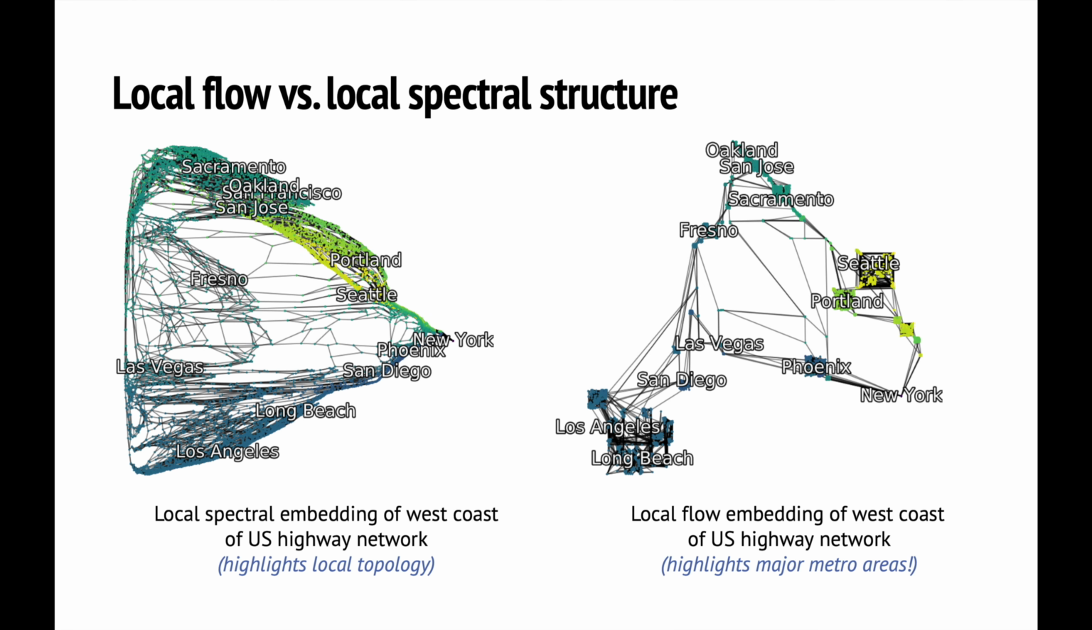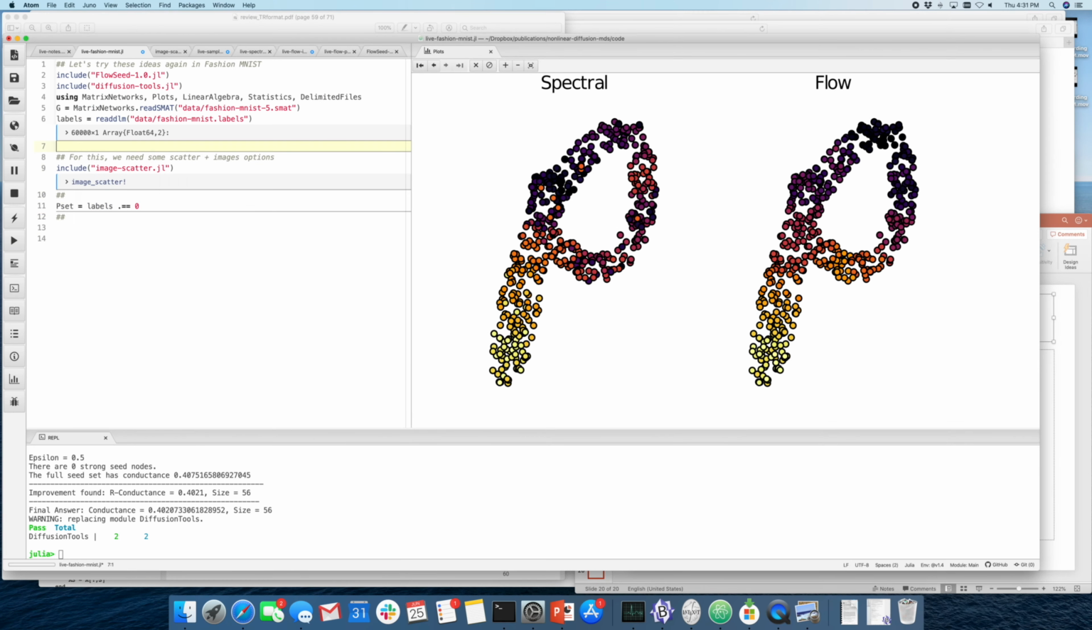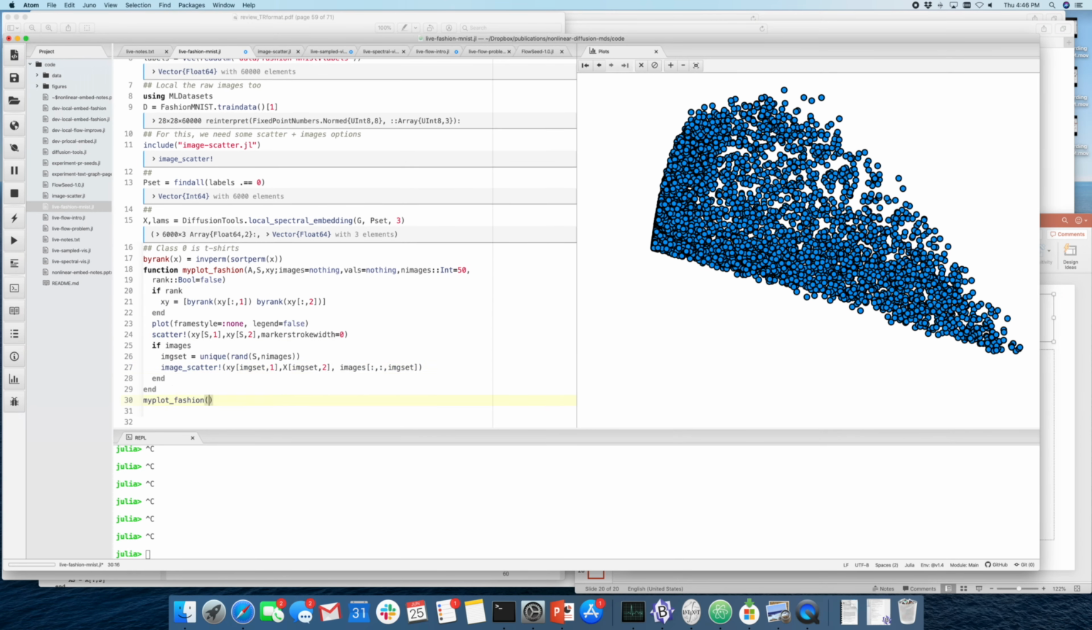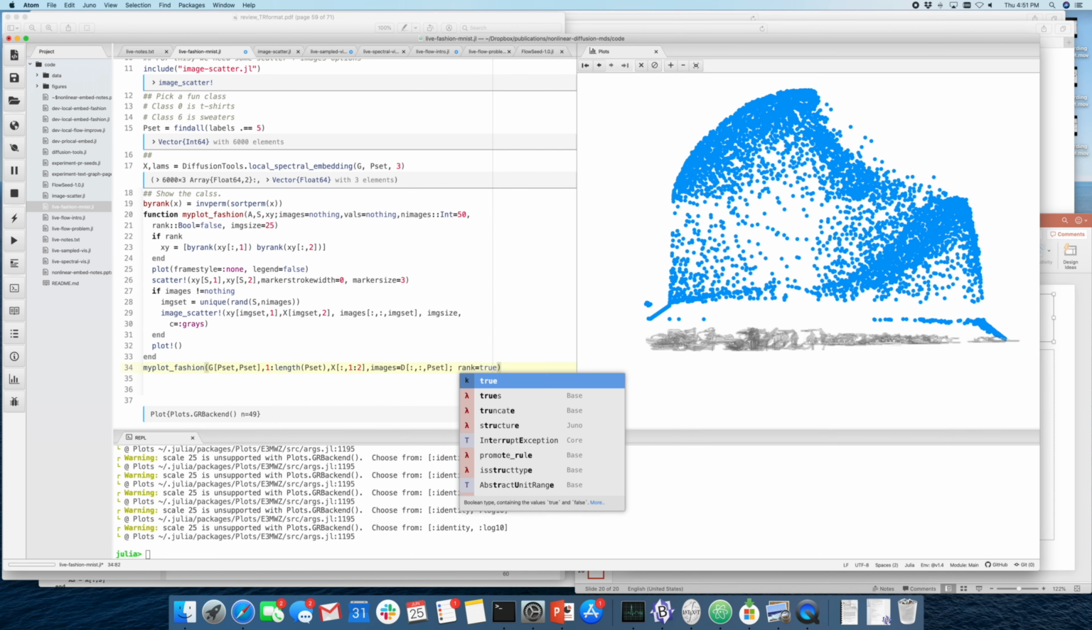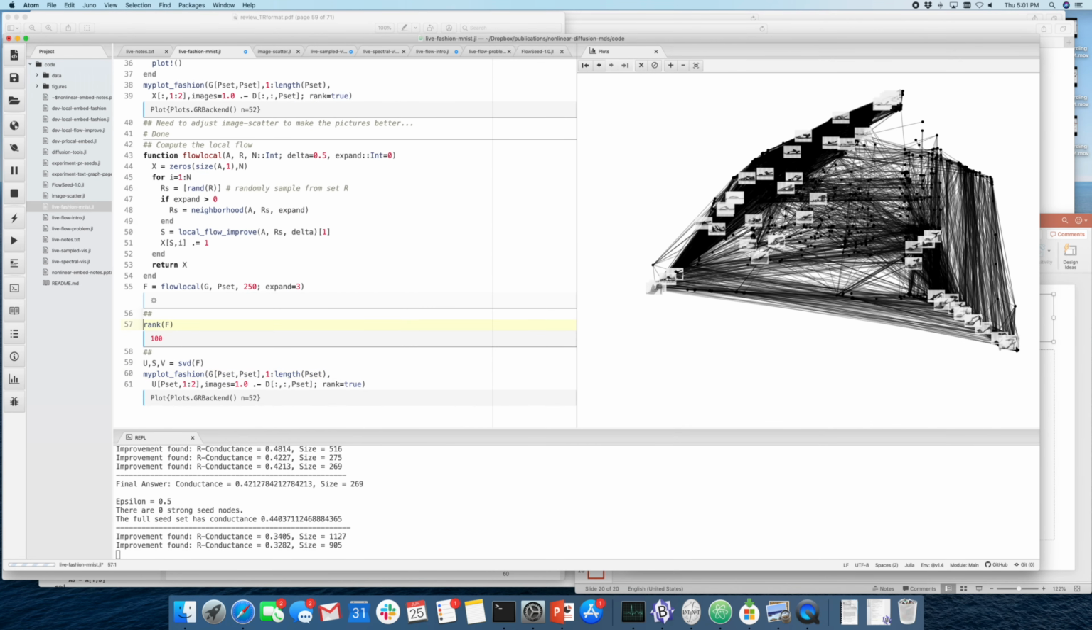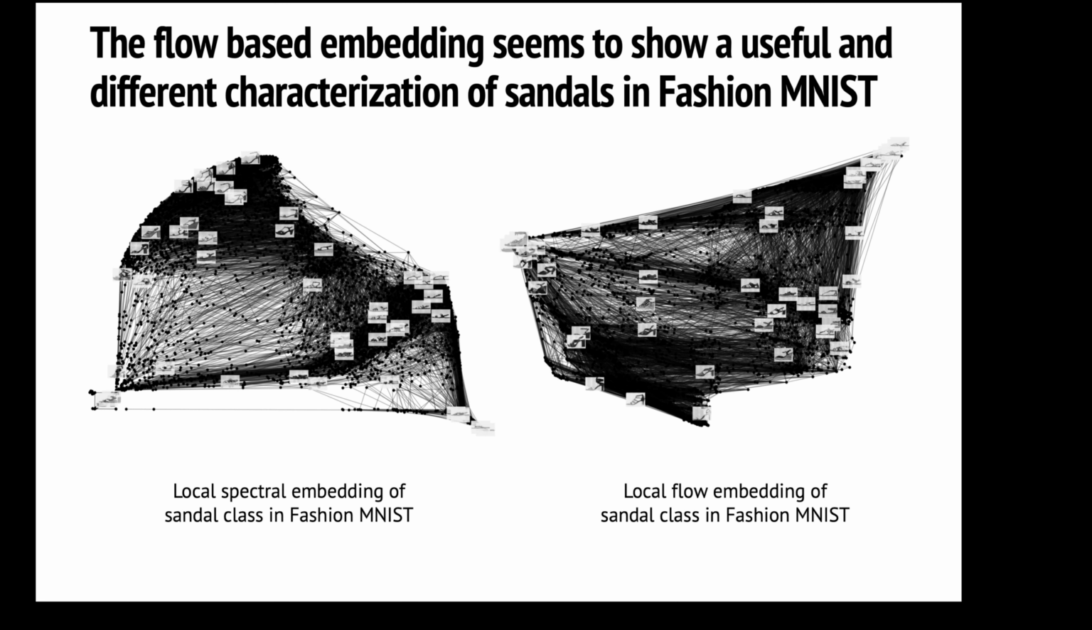We can use the same idea in other places like the US highway network on the West Coast to show on the left manifold structure from spectral methods or cluster structure from flow methods. And we can try this in one more place on the Fashion MNIST dataset. This is a fun dataset with 60,000 pictures. Every picture is in one of 10 classes, and every class is an article of clothing. So this is meant as an analog of the MNIST dataset, where the classes were individual handwritten digits. In this one, they're all clothing. And so here we use this on the class of shoes in order to get a spectral versus flow taxonomy of shoes.